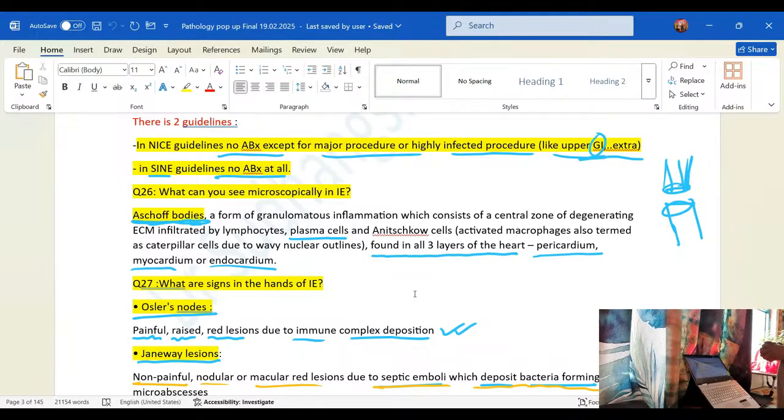But what can you see microscopically in infective endocarditis? Aschoff bodies in all three layers of the heart. Aschoff body, a form of granulomatous inflammation, in all three layers of the heart, that is epicardium, myocardium, and endocardium.